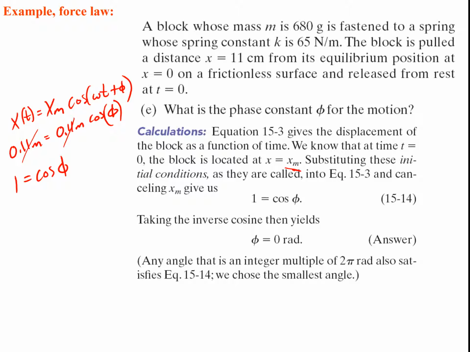Now you need to take the inverse cosine to find out what phi is. So take the inverse cosine of both sides. So you have the inverse cosine of 1 is equal to phi. Therefore, phi is equal to 0 radians. Now, it also could be 2 pi radians, 4 pi radians, 6 pi radians, right? Any integer multiple of 2 pi radians could be a solution here, but we're just going to use 0 radians in this case because it's the smallest one. Okay.